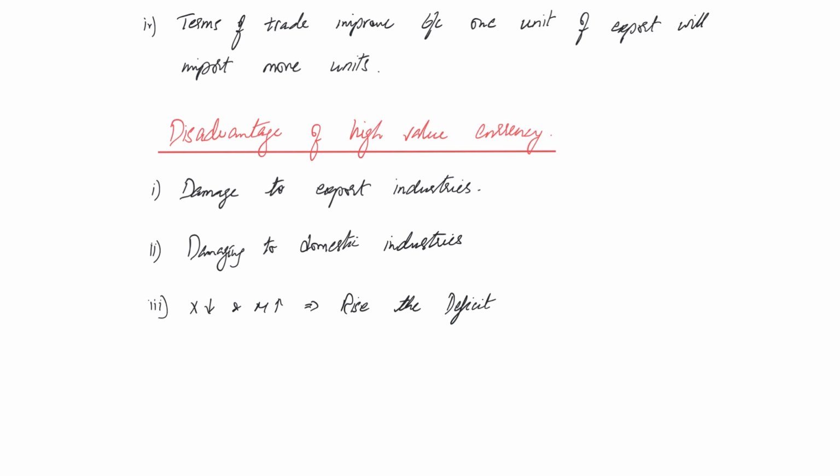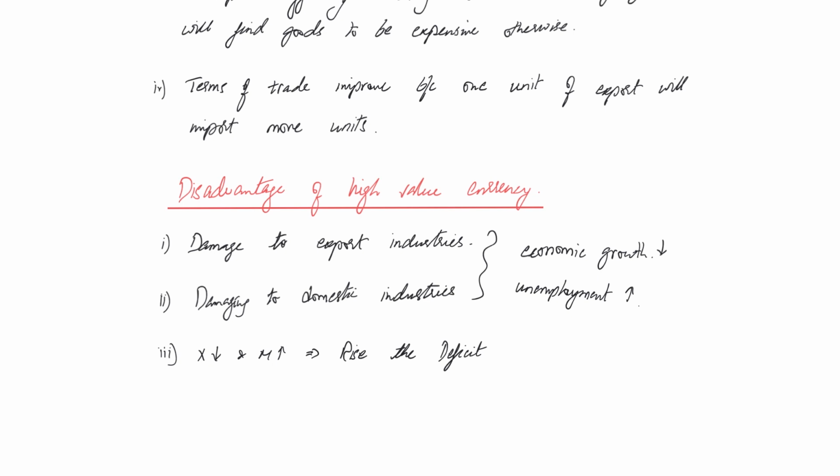And this deficit means that more money is going out than the money is coming in. Overall, all of this will have an implication on your economic growth. It will cause unemployment to rise to quite a degree. Okay, and so a high currency has its issues, and then you can just work out the advantages and disadvantages of a weak currency. All right, it's just the opposite of this.